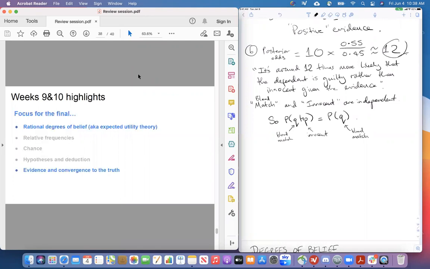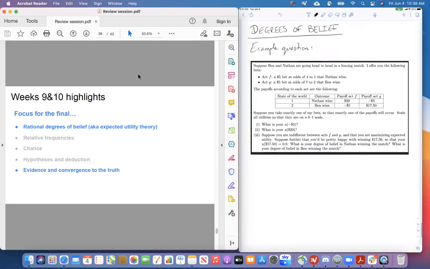For the final, expected utility theory will be important. So will your work on evidence from this week and convergence to the truth. We are going to conclude by going through a question about expected utility theory, in particular, figuring out your degrees of belief given a certain scenario. So we scroll down to the last question.